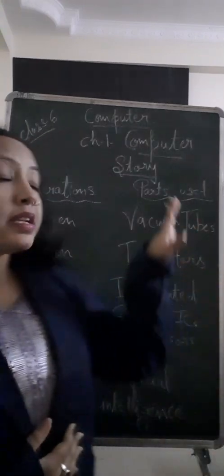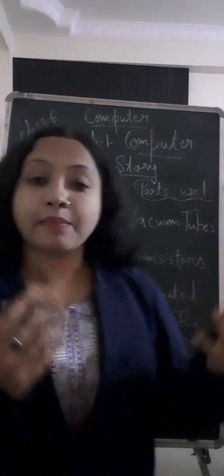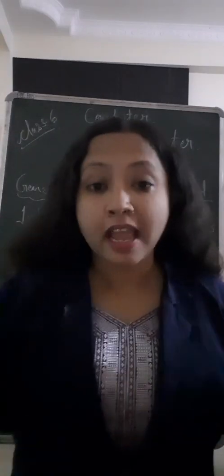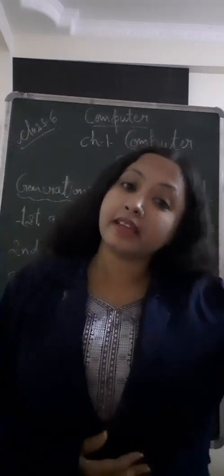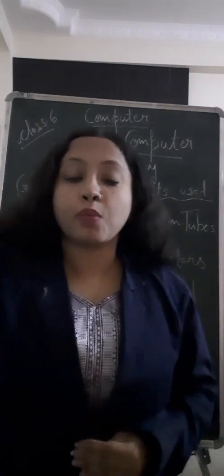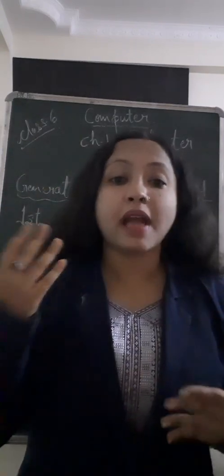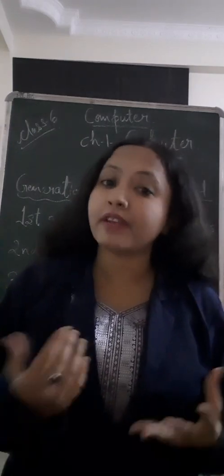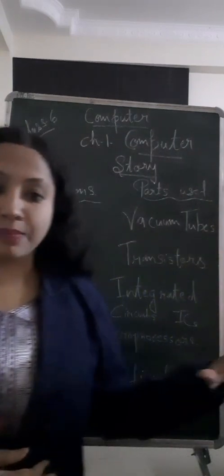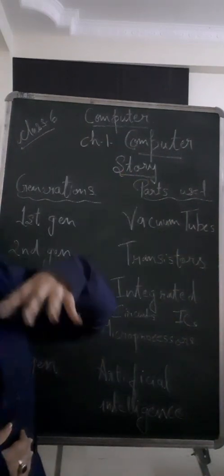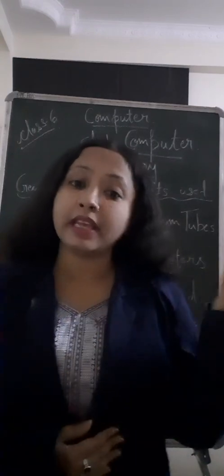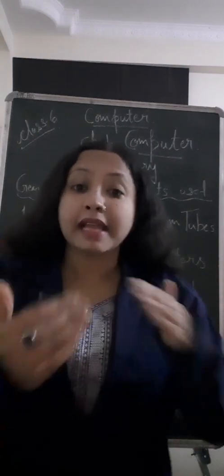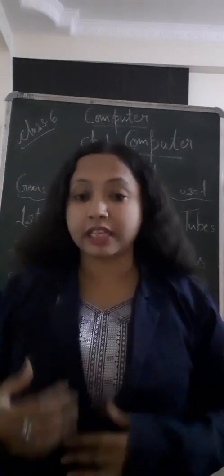Now computers have a story. That means computers were not that advanced and powerful in the previous time. Okay, so with time they have become very efficient, very effective, and very powerful equipment. So this chapter will discuss the story of computers, how they were in the previous time and how computers have evolved.